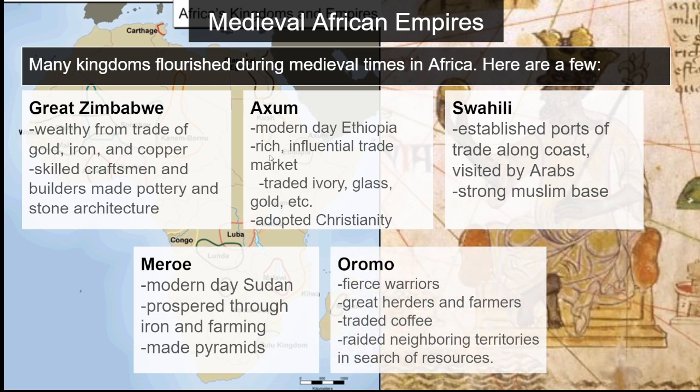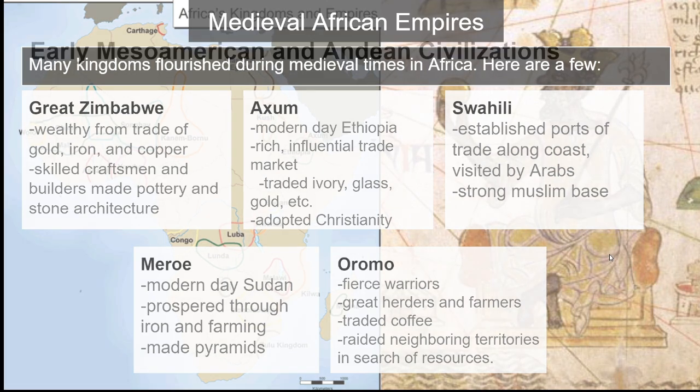And then finally the Oromo, also not here, around this area. They're fierce warriors. They're great herders and farmers, and they traded coffee. That's how they got wealthy. And they raided neighboring territories in search of resources.